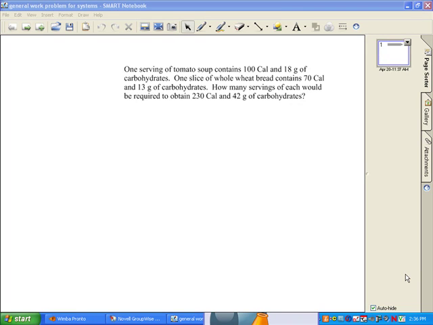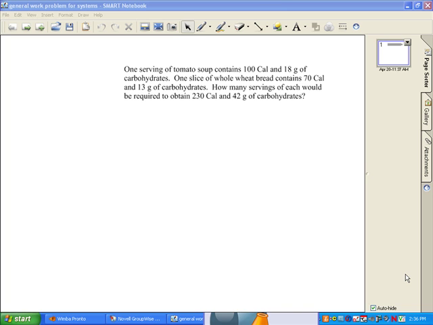When we do word problems, we have to make sure that we read the whole problem. The first step is going to be to define our variables. So when we read through this problem, we want to focus in on the sentence that will tell us what our variables are. So let's take a look at the problem.